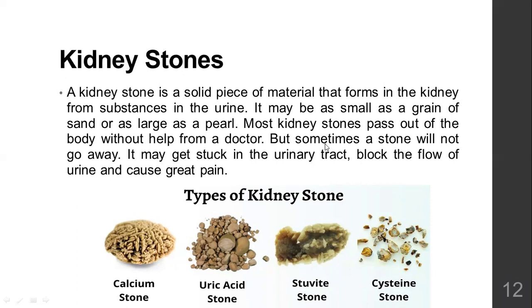Stones come in different types. Calcium stone is the most common form of kidney stone, and its major component is calcium. Uric acid stone is the next most common type. Then there is struvite stone and cystine stone; cystine stone is a protein stone. These are the four main types of stone, depending on what kind of diet you are having.